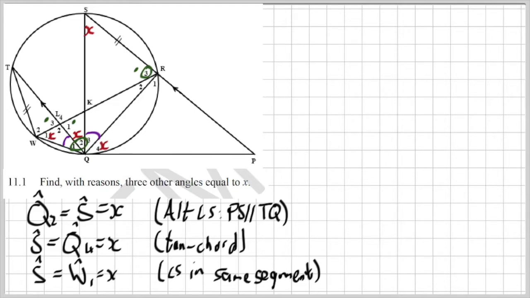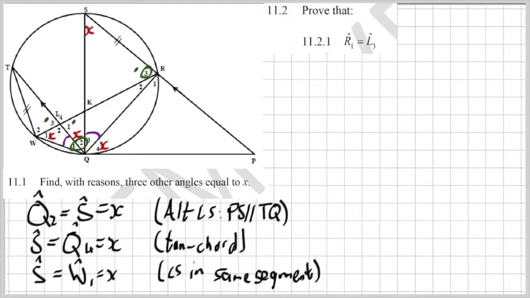Next question. Prove that angle R1 is equal to L3. Now, it took me a minute or two to look for how to get R1 equal to L3. So what I love to ask myself is, what do I know about R1? Isn't there something linked to 11.1 where I can maybe find something about R1?